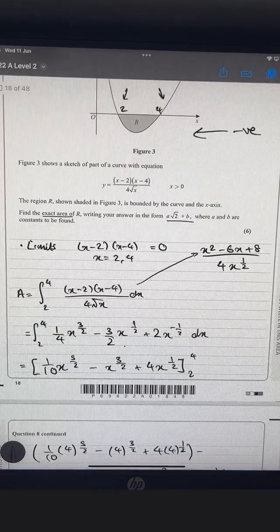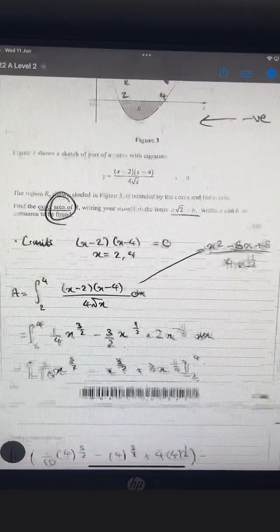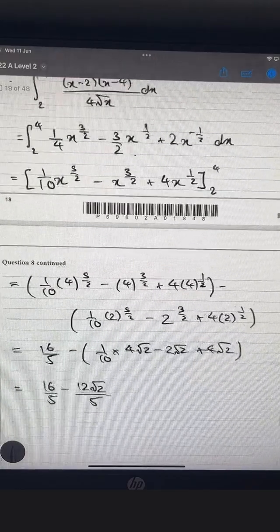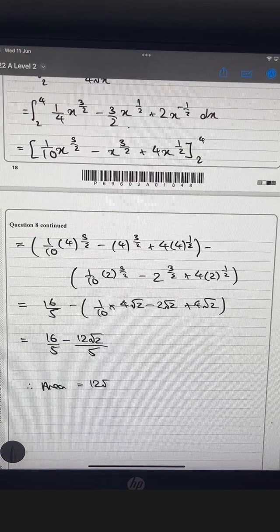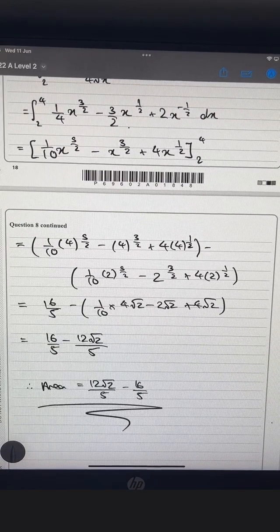But remember, they want the area. This was a negative area, so all I've got to do is make the whole thing negative. So then I just say, therefore, the area is equal to 12 root 2 over 5 minus 16 over 5. So that's how you do this integration question.